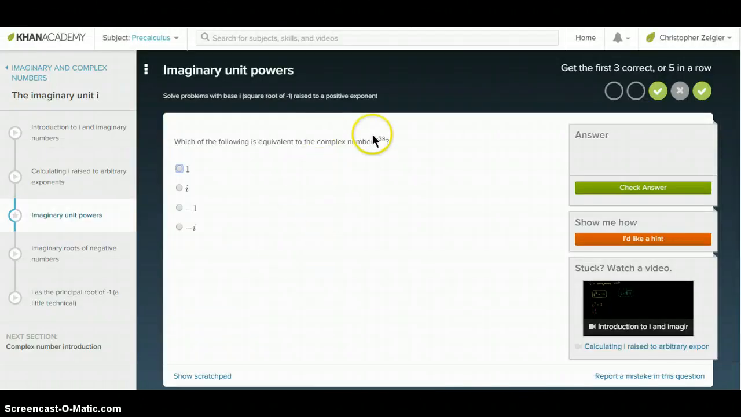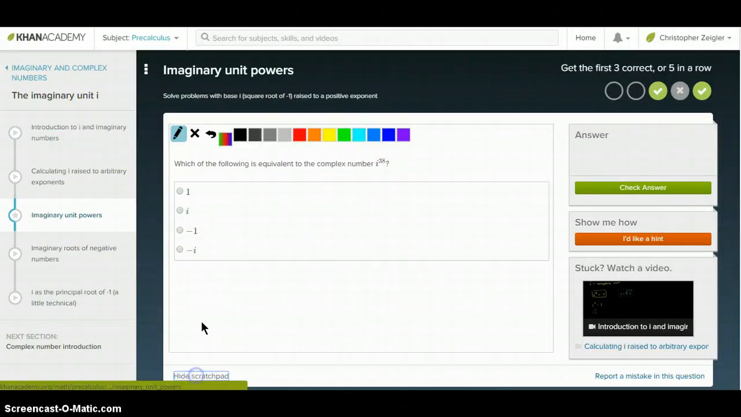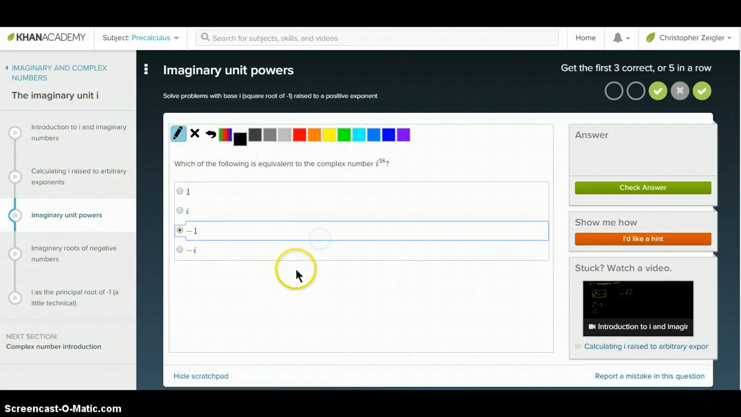So if you're looking at this example, i to the 38. Well, let's write this down. So what's 38? 38 divided by 4.